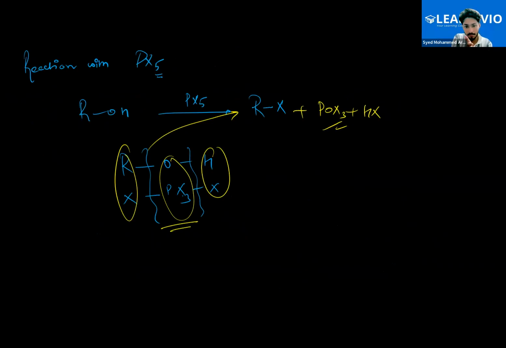In this class, I'll just complete the method of preparation. Then in the next class, I'll do the chemical properties. I have told you that I need 3 lectures for this. I took one lecture in the last class, this is the second lecture, and the chapter will be completed in the next 2 lectures.